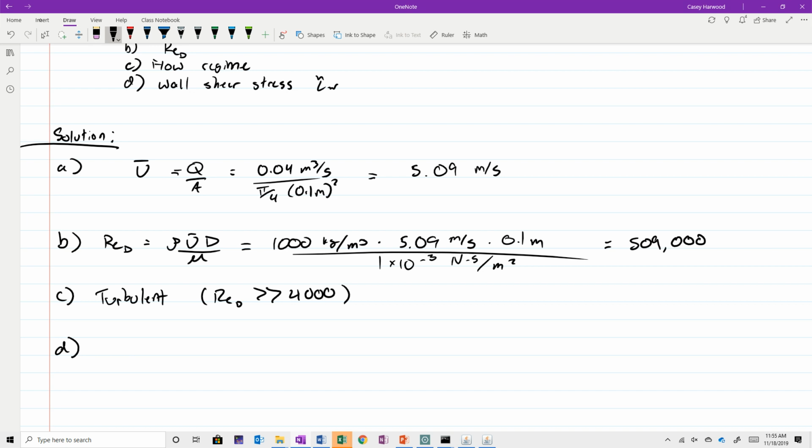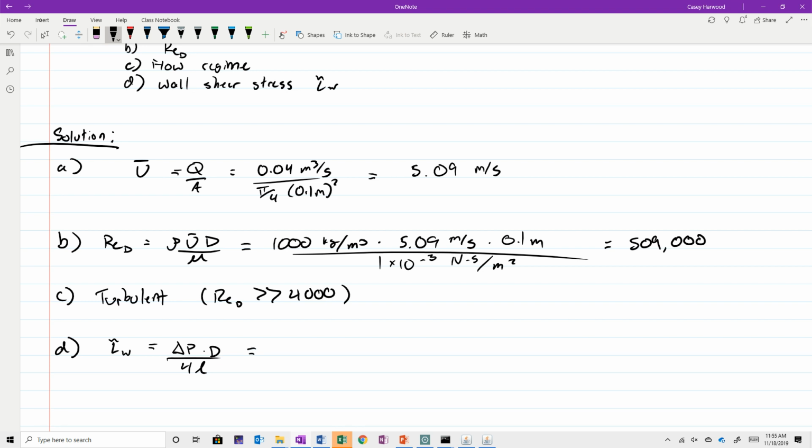Remember when we did that force balance on a little slug of fluid. One of the things I said there was that the force balance was valid for any fully developed flow, whether or not it's laminar. We did it in the laminar section, but it's actually valid for turbulent flows as well. So we had this equation that said that tau W is equal to delta P times D over 4L. And this is valid for any fully developed flow.